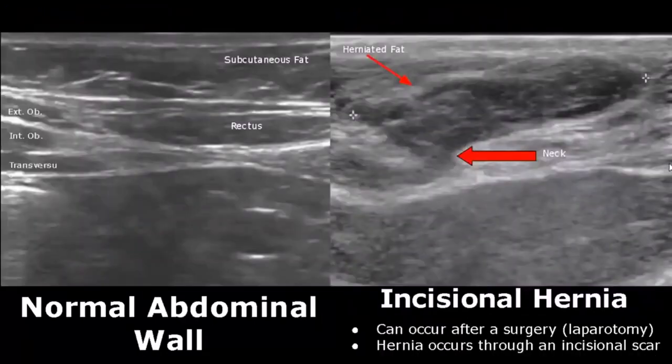An incisional hernia can occur after a surgery such as a laparotomy. The hernia will occur through an incisional scar. In this image, this was the site of incision and the hernia has occurred here. Herniated fat is seen protruding through this defect.